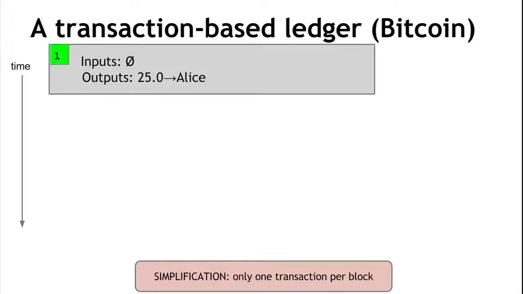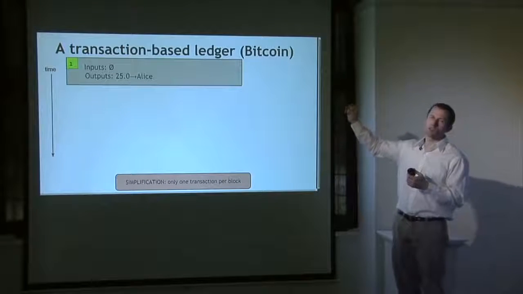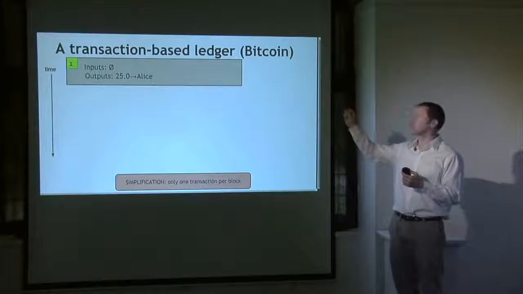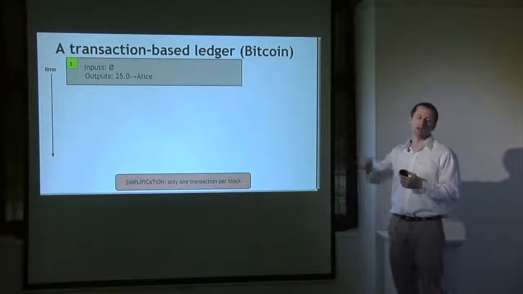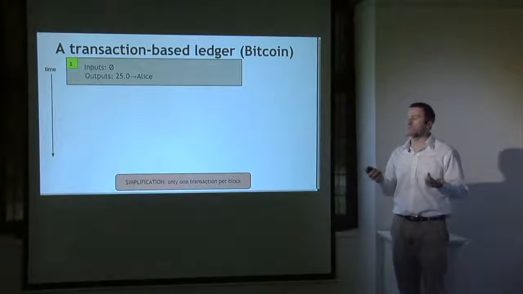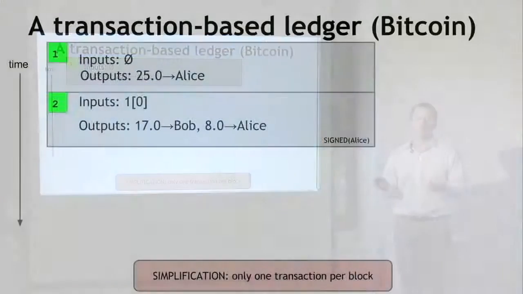And transactions also each have a unique identifier. So we'll start with transaction 1, which has no inputs because this is new currency being created, and an output of 25 coins going to Alice. And again, since this is a transaction where new coins are being created, there's no signature required here.